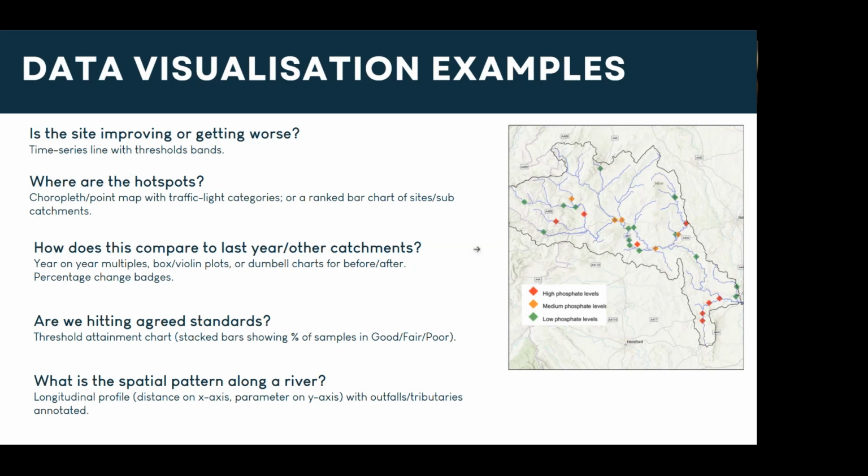And then the final one I've got on here is looking at spatial pattern along a river. So that would be the longitudinal profile. I've got an example I'll show, I think on the next slide, where you're showing the distance and your parameters. And you could then go one step further on that to mark where you've got outfalls or tributaries joining. So you could track that data across a catchment or tributary.